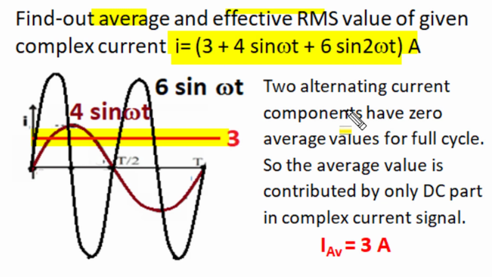Now in this complex wave we have two sinusoidal alternating currents, and for any sinusoidal current, whatever its frequency, the full cycle average is 0, as the positive half cycle and negative half cycle cancel. So these two sinusoidal components of fundamental frequency and double frequency, 4 sin omega t and 6 sin 2 omega t, have 0 average value, and average value is produced only by the DC component. So the average value of this complex current wave is only the DC part, that is 3 ampere.